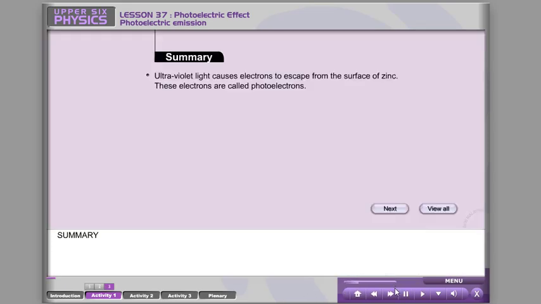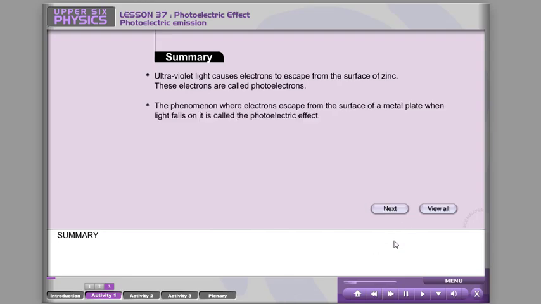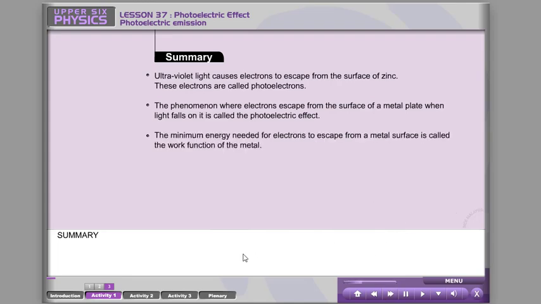Summary: ultraviolet light causes electrons to escape from the surface of zinc. These electrons are called photoelectrons. The phenomenon where electrons escape from the surface of a metal plate when light falls on it is called the photoelectric effect. The minimum energy needed for electrons to escape from a metal surface is called the work function of the metal.